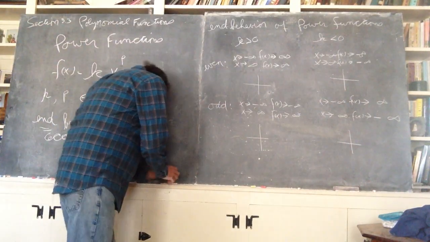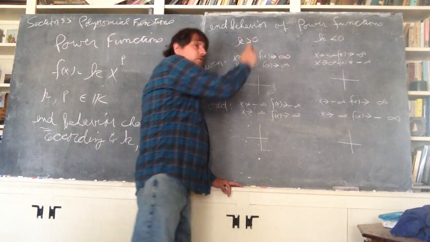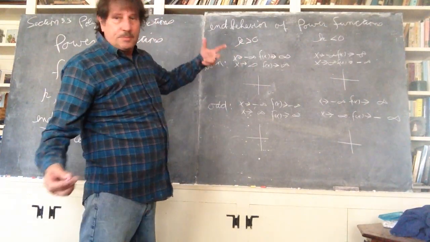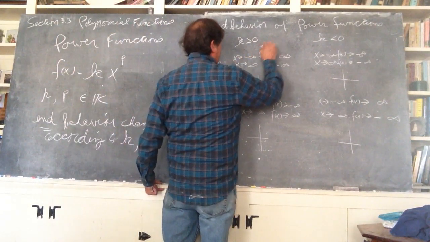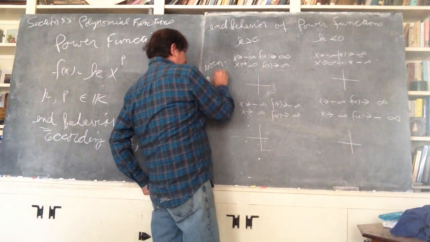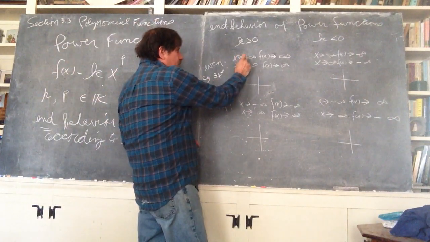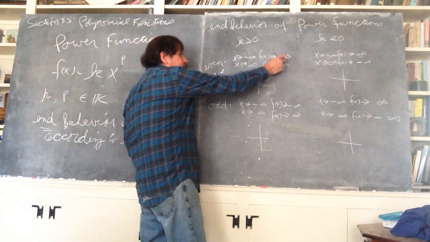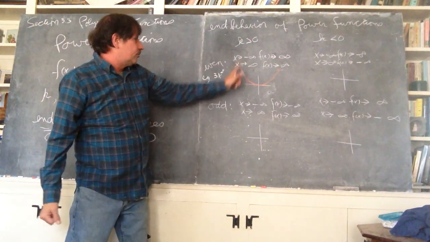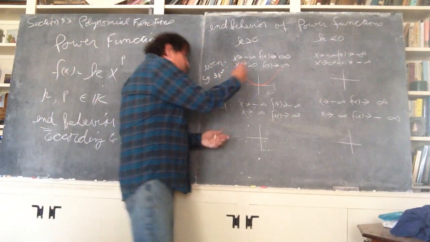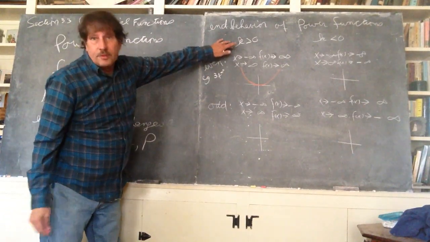So here we go. What I'm saying is, if k is greater than 0, if k is positive and the power is even, for example 3x squared, what's going to happen as x gets really small is the function is going to get big. All we're saying is it looks like that. As x is really small, the function gets really big. As x gets big, the function also gets big. That's if k is greater than 0, such as x squared.